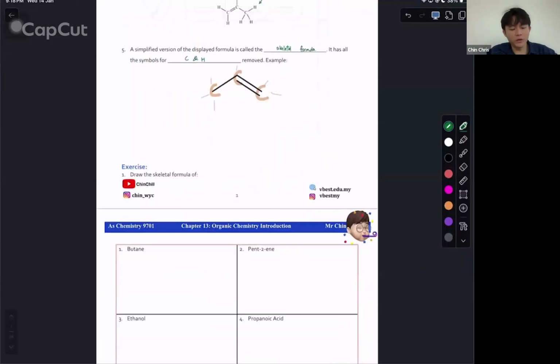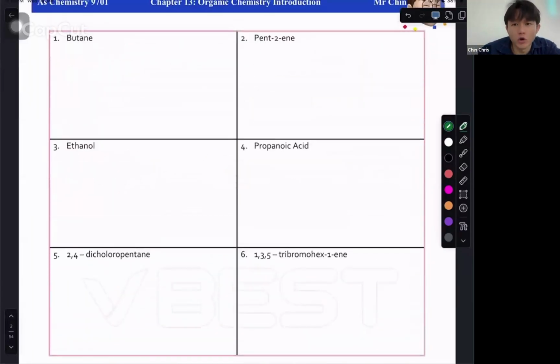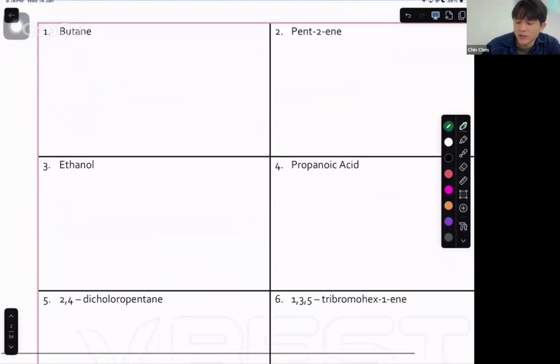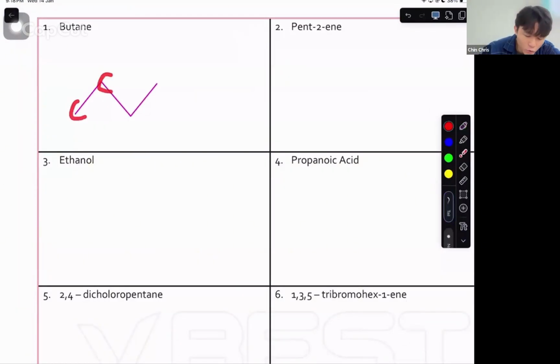Now let's look at the second page. Now I'll teach you how to draw the skeletal formula for each. Starting from butane, the formula for butane is C4H10. So we're going to draw 4 carbons, 1, 2, 3, 4. You see you have 4 carbons. Done. That's butane.